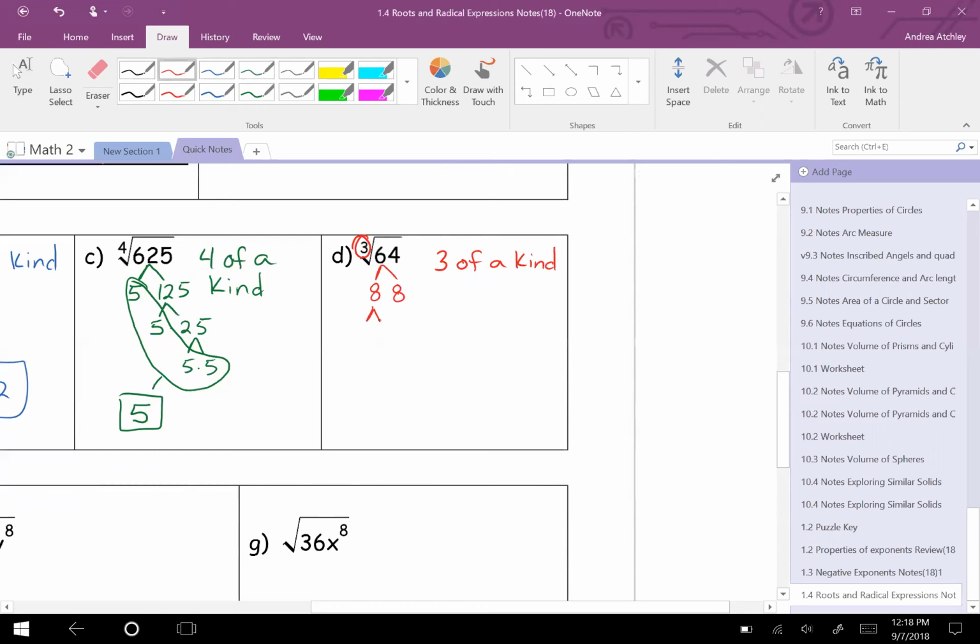Okay, 4 times 4 doesn't give me 64. So 8 is 4 times 2, and 8 is 4 times 2. And then you have 2 times 2, and 2 times 2. I need 3 of a kind, so I have 1 group of 3. That gives me 2. And then another group of 3, so that gives me 2. Then you multiply those 2 together and get 4. So the cubed root of 64 is 4 because I have 2 groups of 3 2's.